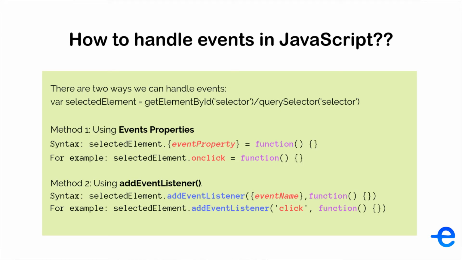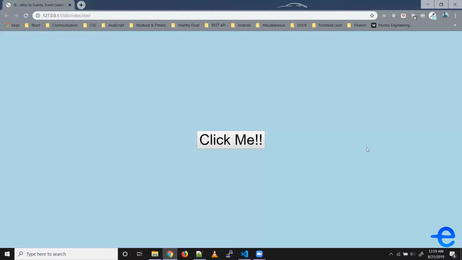There are two ways you can handle events. One is using the event handler property, and second is using the add event listener method. Let's try both. Say we want to change the background color when someone clicks on this button. So let's give it a try.